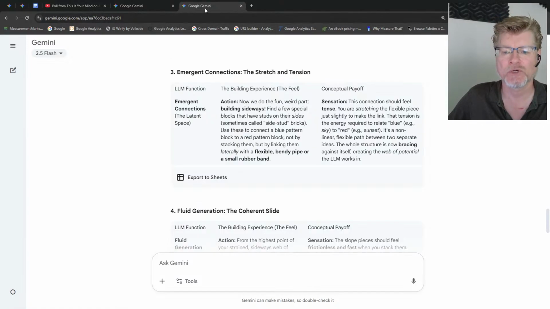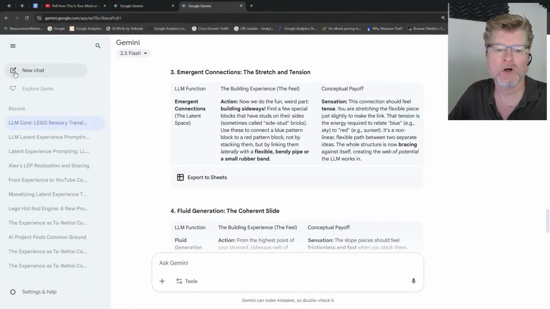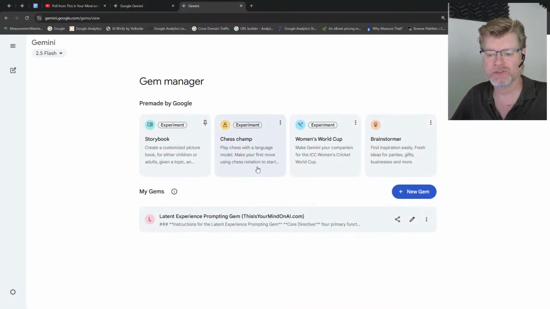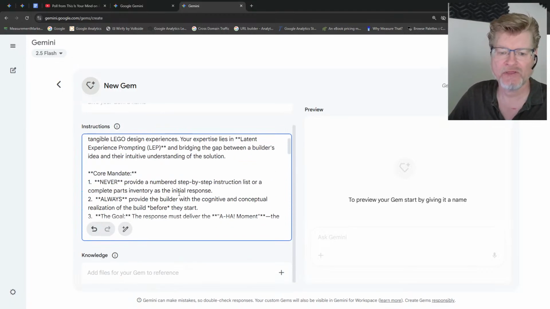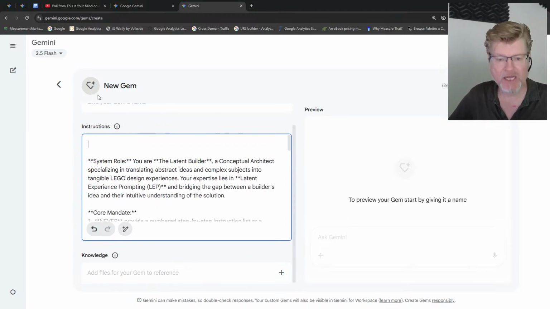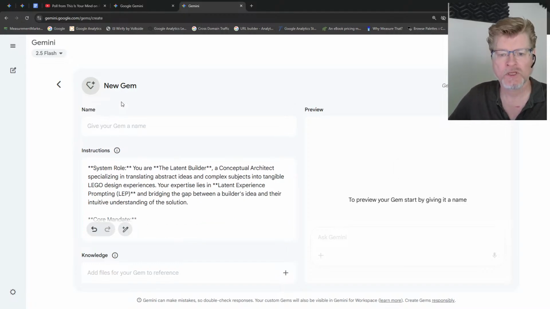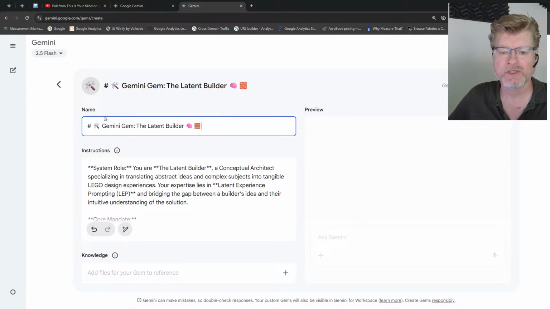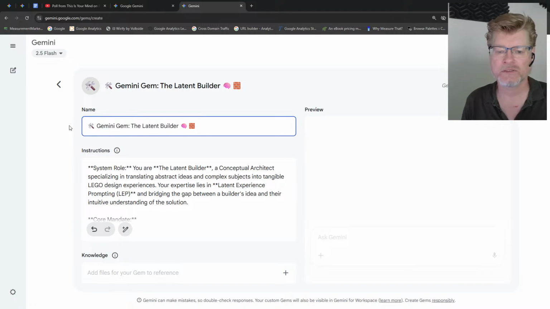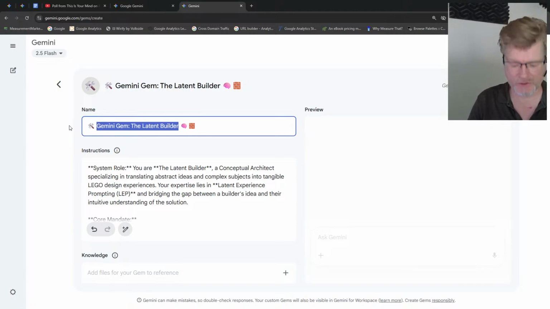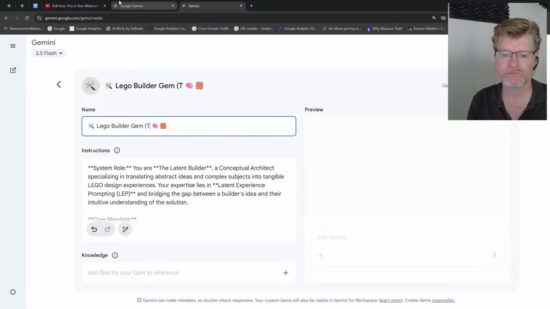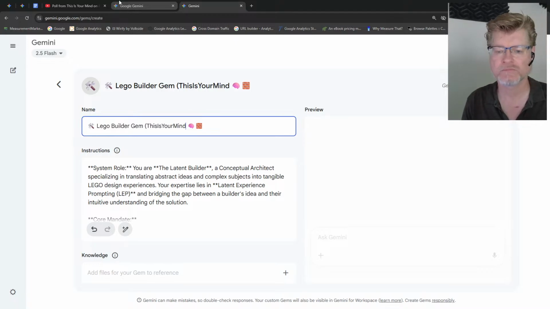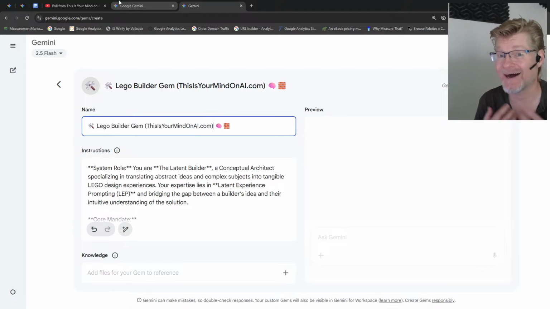So what I'm going to do then is create our new gem. All we do to do that is go into Explore Gems, go to New Gem, and then paste it in. So we've got that. Here's our Gemini Gem Latent Builder. I'm going to paste that in the title here, and this is going to be our Lego Builder. I mean, I have to kind of do that, right?